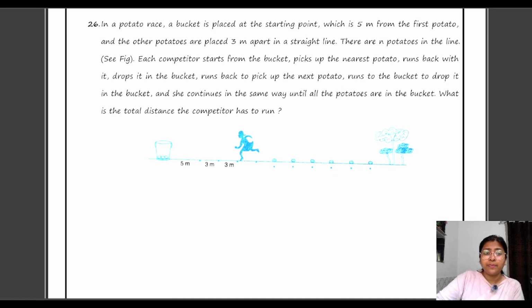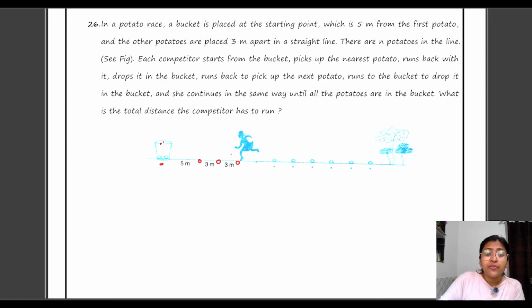See this question. In a potato race, a bucket is placed at the starting point. This is the bucket placed at the starting point. The runner has to start from this point, which is 5 meter from the first potato. This is the first, the second, and the third potato. Other potatoes are placed 3 meter apart in a straight line. There are n potatoes in the line. See the figure. Each competitor starts from the bucket, picks up the nearest potato and runs back to drop it in the bucket.